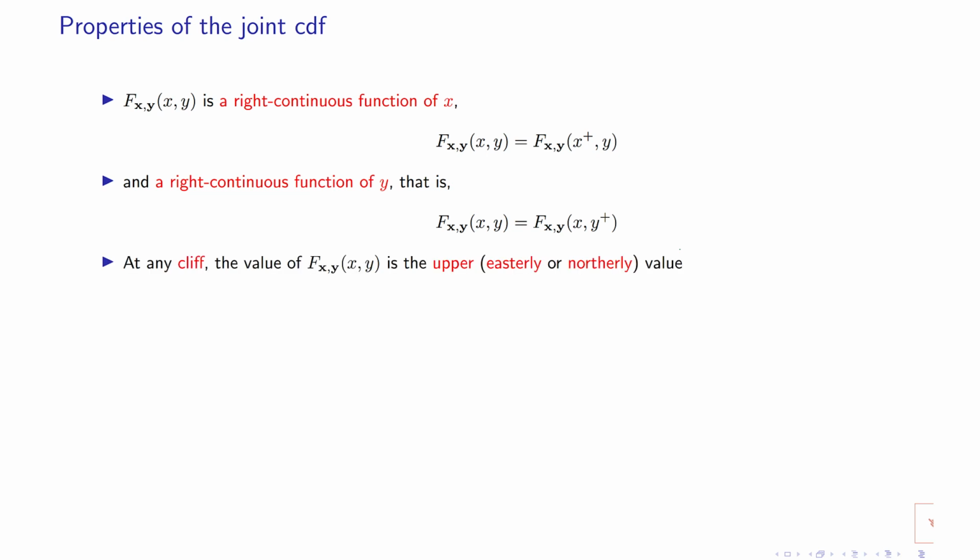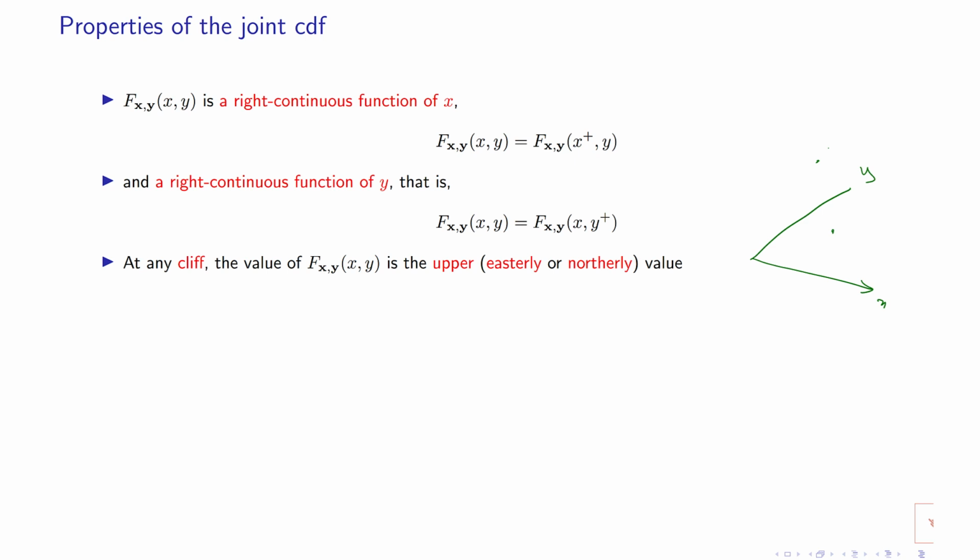So this means that at any cliff point, because you have two values for x, and then you have another value for y, if there is any discontinuity, you take the upper or easterly, northerly value.